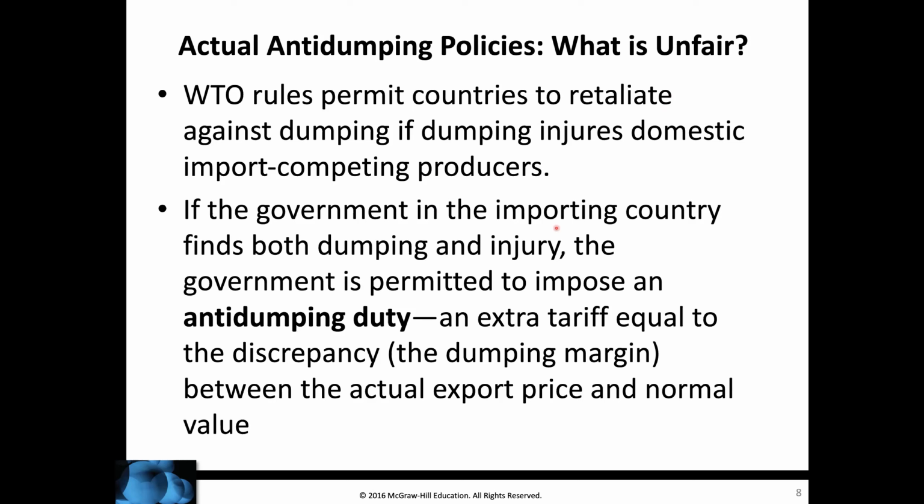If the government in the importing country finds both dumping and injury, the government is permitted to impose an anti-dumping duty. This is like a tariff. It's an extra tariff equal to the discrepancy, what we call the dumping margin, between the actual export price and the normal value. They can impose this duty on the dumping country or companies to bring the price up to the normal value.